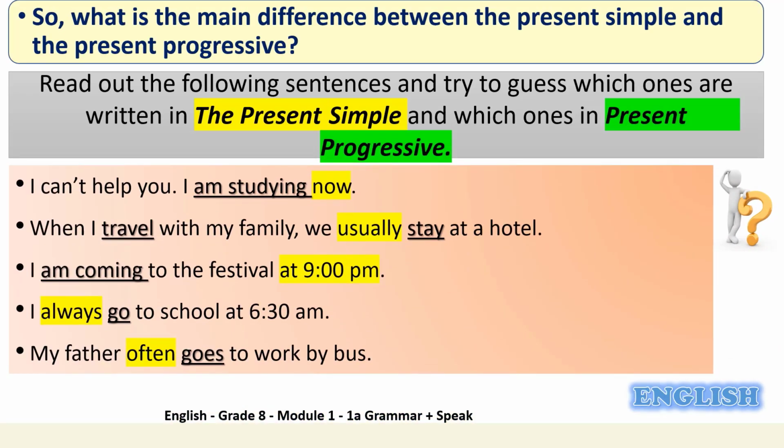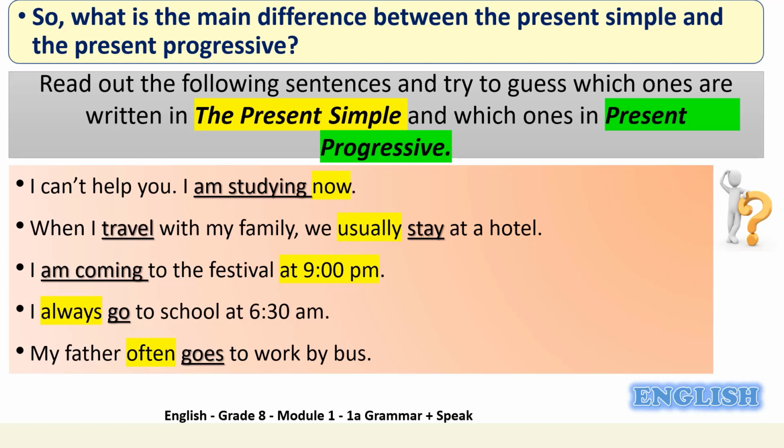Now, what is the main difference between the present simple and the present progressive? Read out the following sentences and try to guess which ones are written in present simple and which ones are written in present progressive. For example, the first one, I can't help you. I'm studying now. Focus on the underlined words and the highlighted word in yellow. Try to guess if this sentence talks about a permanent state, like usually, always, or talks about an action happening right now, and decide. Pause the video please, do the task, and get back to me.